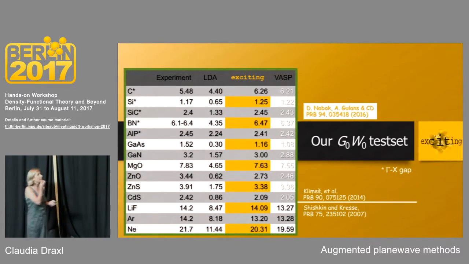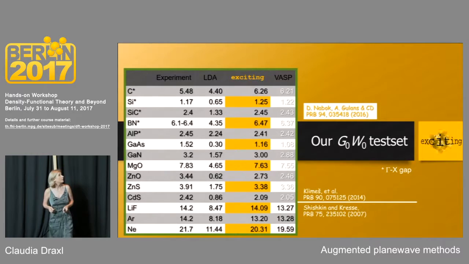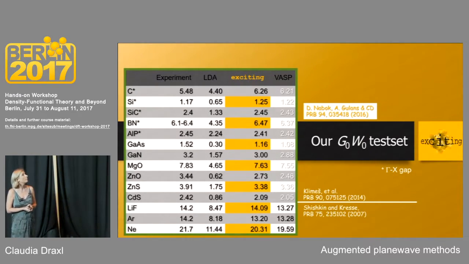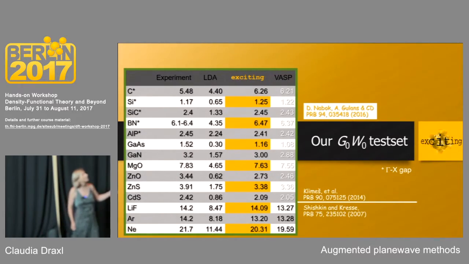So finally, this is basically a summary. We have gone through a lot of different materials, doing these highly precise calculations for the GW band gap. So this is our test set that was published a year ago. And now you see if you go to very high precision in different methodologies, so what you see here is VASP calculations with the PAW method, then you see that most of the results are very, very close to each other.